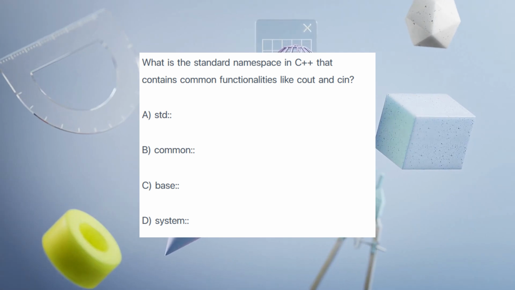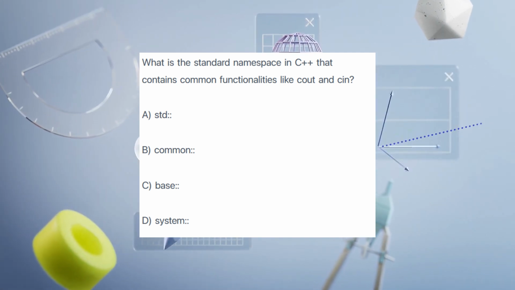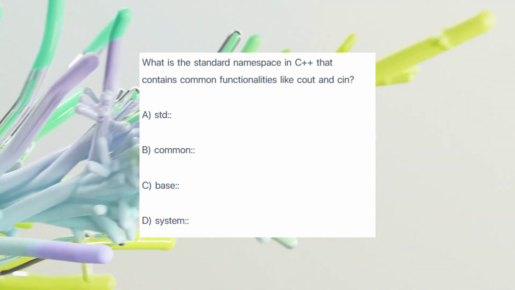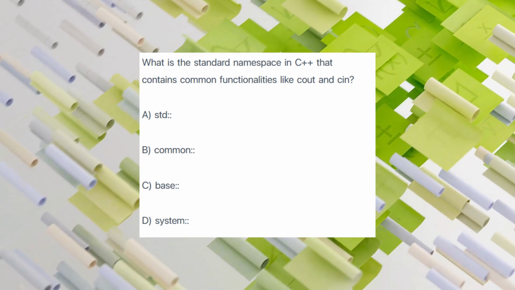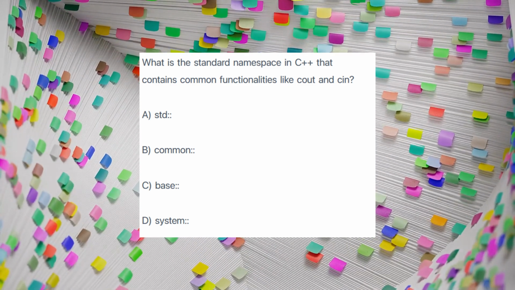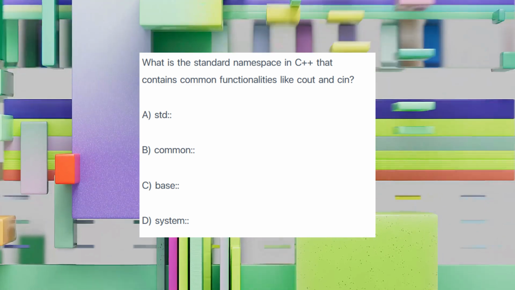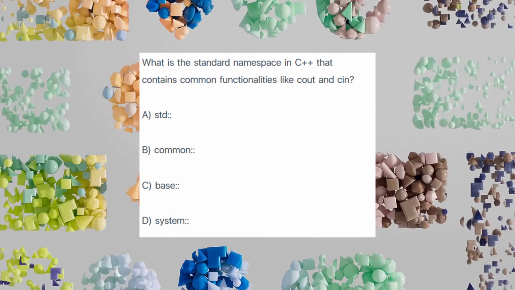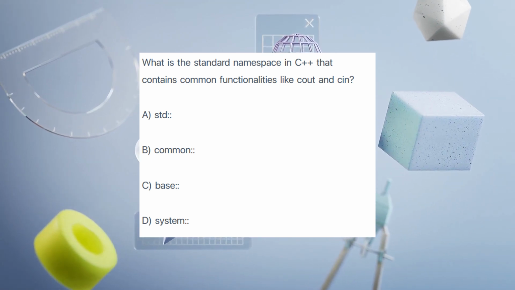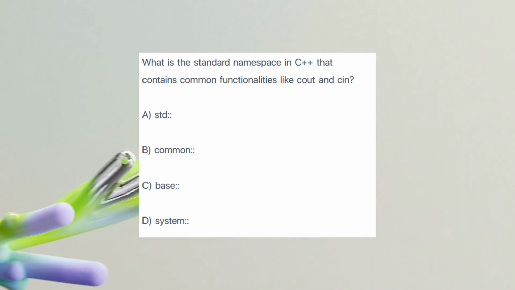What is the standard namespace in C++ that contains common functionalities like cout and cin? A, std, B, common, C, base, D, system. The correct answer is A, std is the standard namespace in C++.